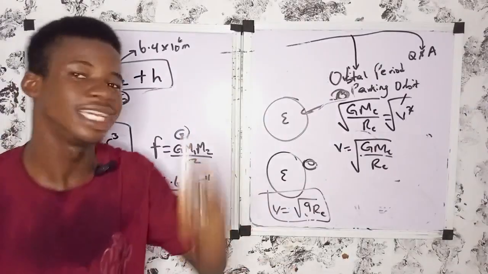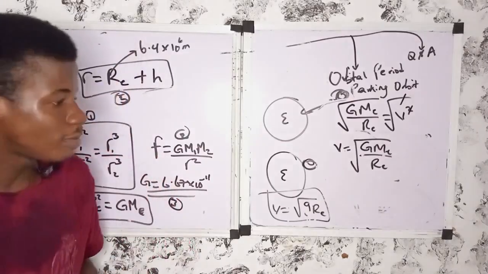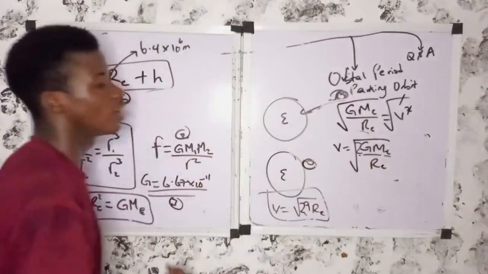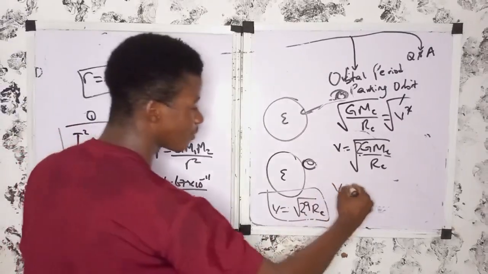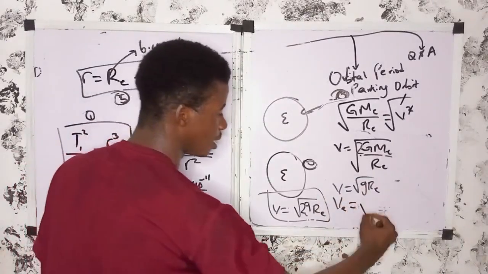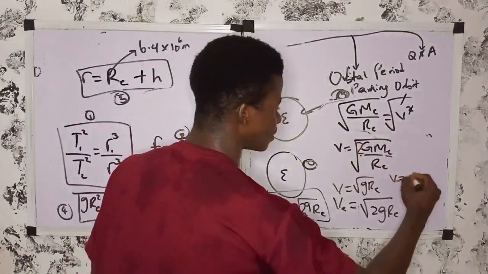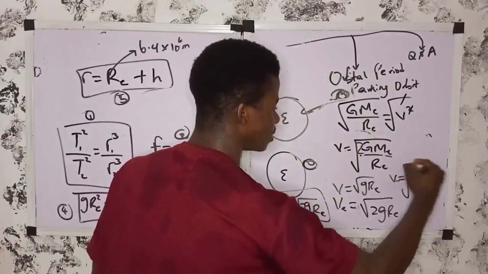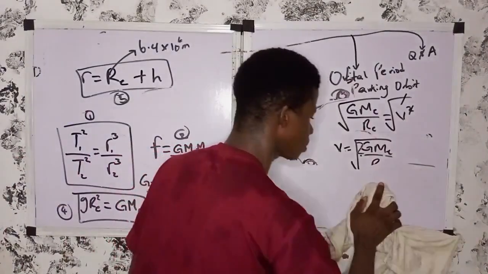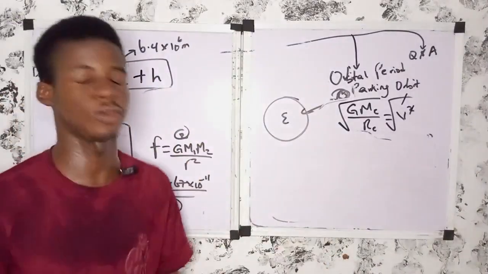Now, what is the formula for escape velocity? It's very easy. Escape velocity is the square root of 2 times the orbital velocity. So if orbital velocity is the square root of GM_E over R_E, escape velocity will be the square root of 2GM_E over R_E. So it's just root 2 times the orbital velocity. That is escape velocity for you.